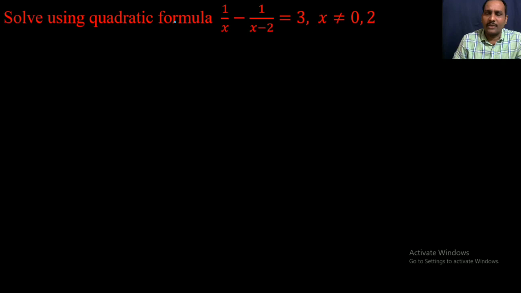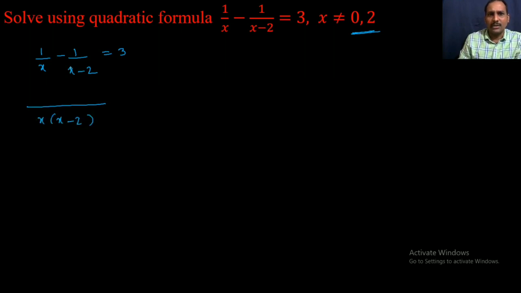Solve using quadratic formula. 1 by x minus 1 by x minus 2 is equal to 3, where x is not equal to 0 comma 2. Let us convert into the standard form first. So let us write the equation first, 1 by x minus 1 by x minus 2 is equal to 3. So the LCM will be x into x minus 2. So this is x minus 2 into 1, x minus 2, minus x into 1, that is x, is equal to 3. So this plus x and minus x gets cancelled.